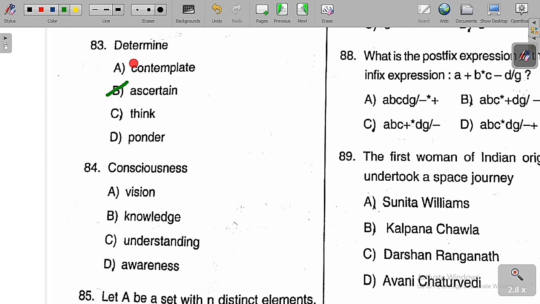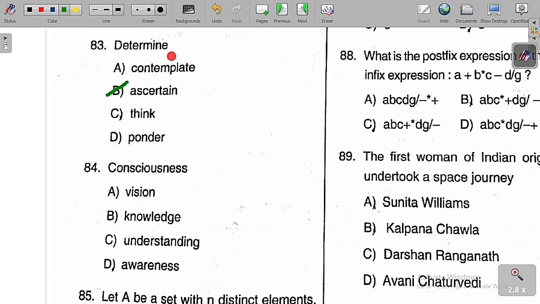So now we will see another word, determine. For this we need to figure out what the synonym is. Option A contemplate, option B ascertain, option C think, option D ponder. Out of the four options, option B ascertain is the correct solution of this question. So the synonym of determine is ascertain.